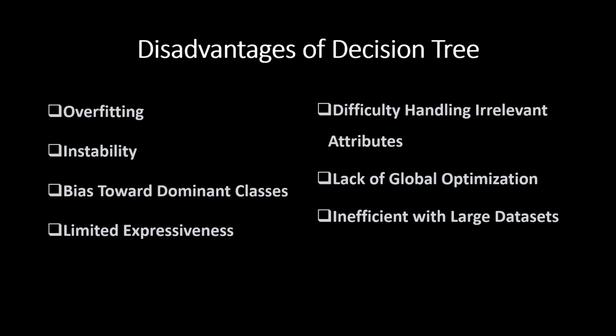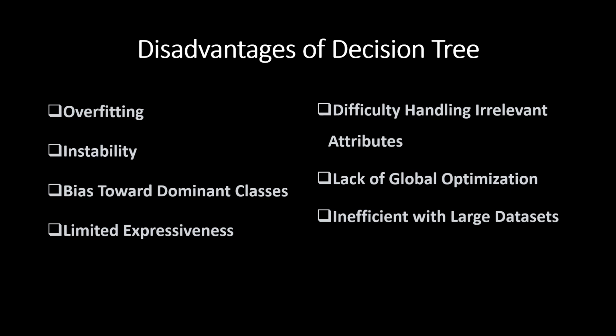The second one, it may lead to an unstable model. If there is any change in data, if there are data variations, then the decision trees would be sensitive to that. So a small change in the data will lead to different tree structures, which may affect the stability of the model.